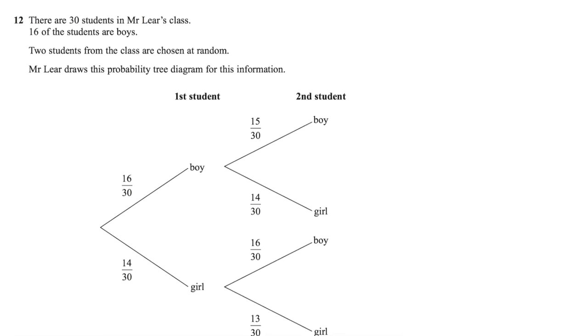In this lesson, I'll be focusing on question 12. There are 30 students in Mr. Lear's class. 16 of the students are boys. 2 students from the class are chosen at random. Mr. Lear draws this probability tree diagram for this information.